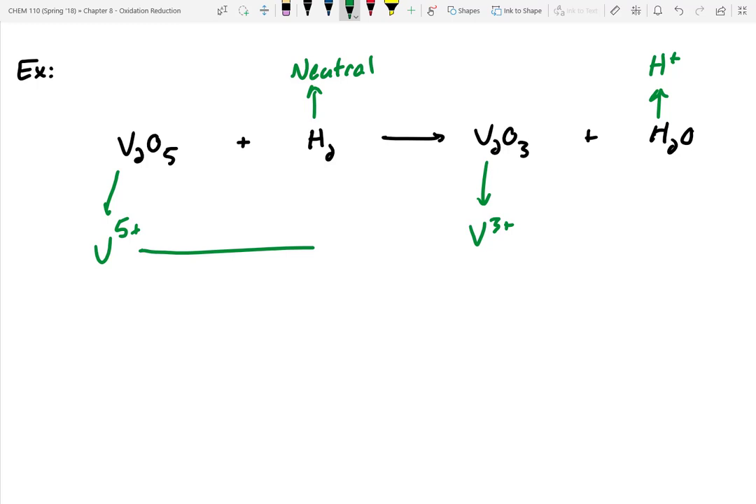Okay, so let's do vanadium first. Is vanadium gaining or losing electrons? Yeah, it looks like it's gaining electrons. It's becoming a little less positive, so it must be gaining electrons. So I'd write down each vanadium gained 2 electrons. So was it oxidized or reduced? Reduced.